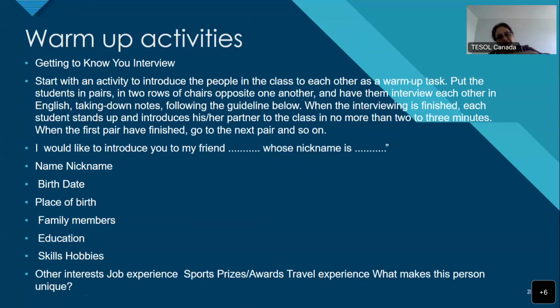Even in lower levels, they can ask some simple questions. How many are you in the family? So from lower levels to higher levels, that's a good activity for warm up. In addition, you boost the rapport of the class. The students know each other, and they feel more friendly and more comfortable, definitely.